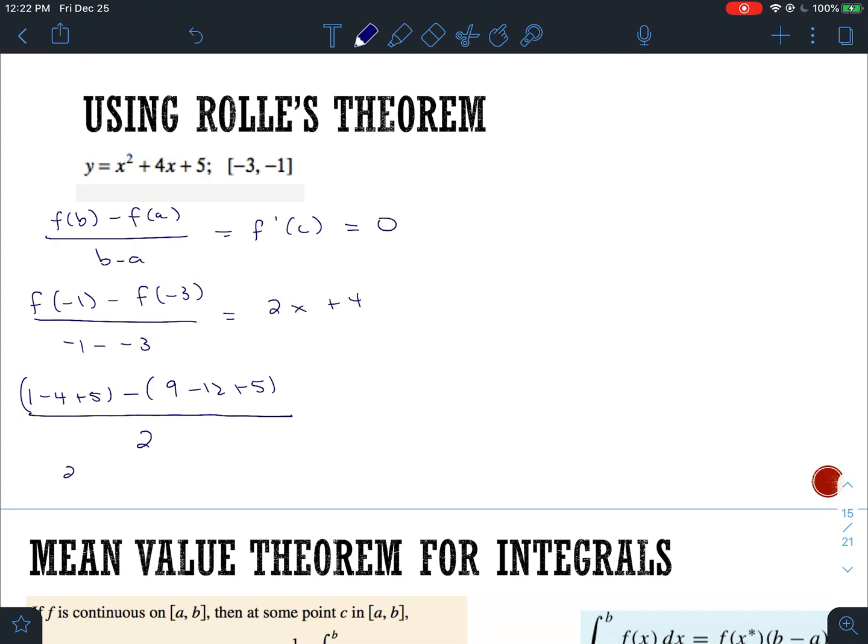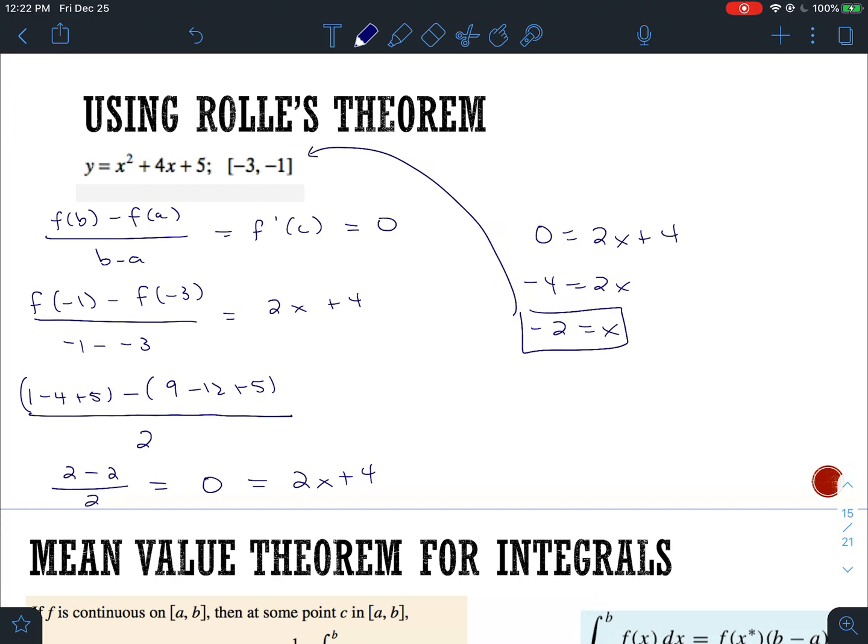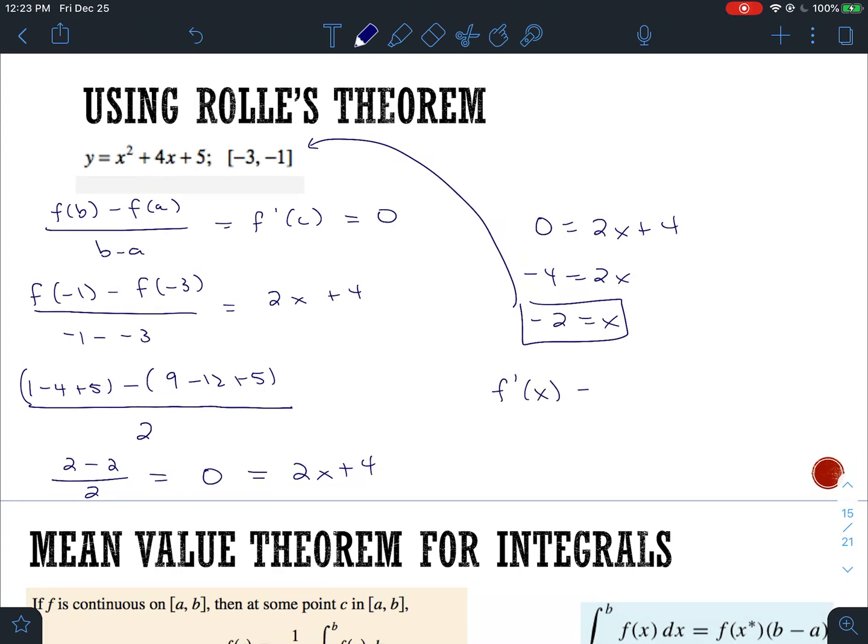Well, we would get 6 minus 4 is 2. Then minus 9 minus negative 12 is negative 3, plus 5 is 2, over 2. So this is going to equal 0, which is what we wanted. So we want to show that the derivative is equal to 0 at some point. So 0 equals 2x plus 4. Subtract the 4 and divide by the 2, and you get x is equal to negative 2. So where does the derivative equal 0 on that interval? Well, f prime of x is equal to 0 when x is equal to negative 2. So Rolle's theorem works. So that's an example of Rolle's theorem.